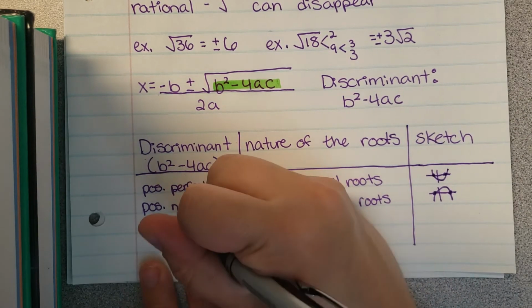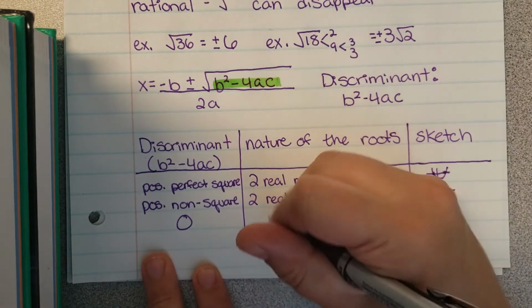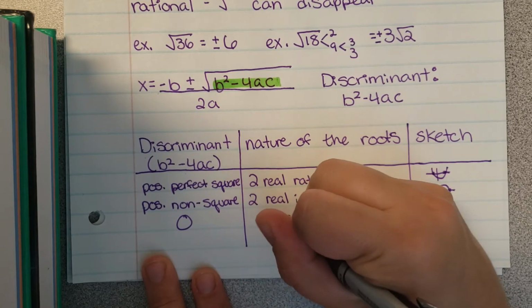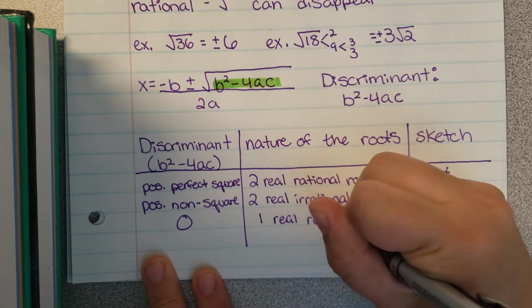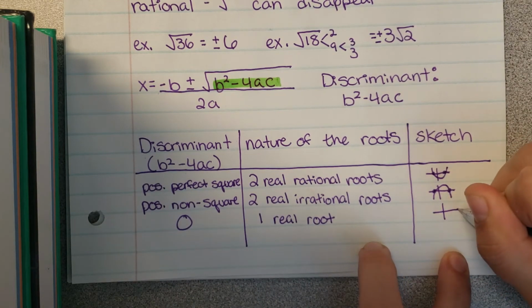The third option is 0. If there's a 0 under the radical, then we are going to have one real root. So an example of that might look like this, where it only intercepts at that one spot.